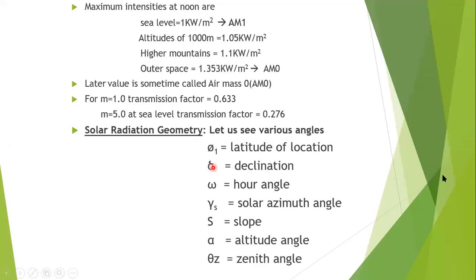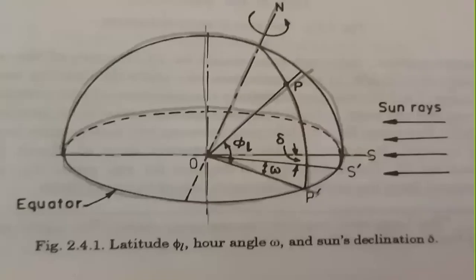The first one is phi, the latitude of the location. Then xi is the declination, omega is the hour angle, gamma s is the solar azimuth angle, S represents the slope, alpha is the altitude angle, and theta z is the zenith angle. Under this solar radiation geometry, we will see the diagram and explain all the terms of the angles.